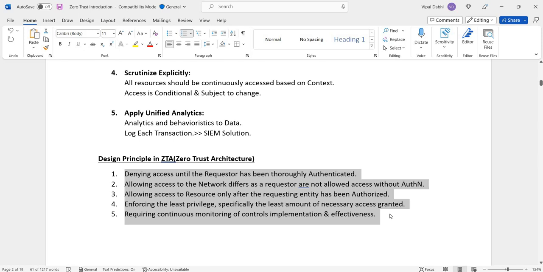How is it helping out? Because of the principles and tenets it has in the construct. One is authentication and authorization, then the principle of least privilege and continuous monitoring. So these are the key constructs around it.